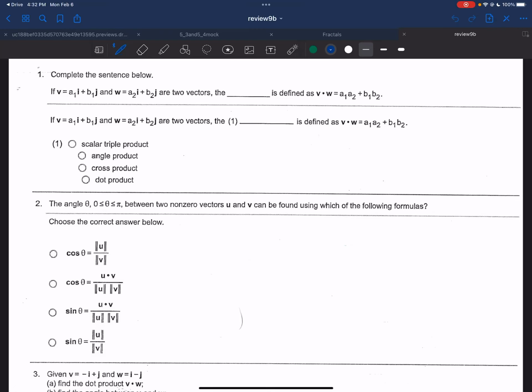Just like your other reviews, you're going to fast forward this, check your answers as you go, and then if you have any questions or miss one, go ahead and go to the beginning of a question and get started. Okay, so let's go ahead and go through your review questions.